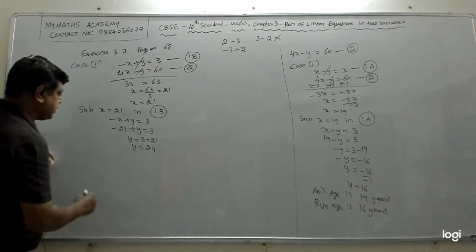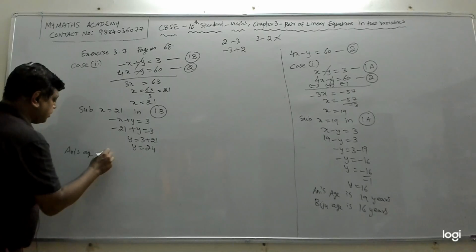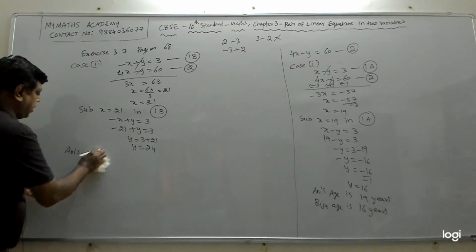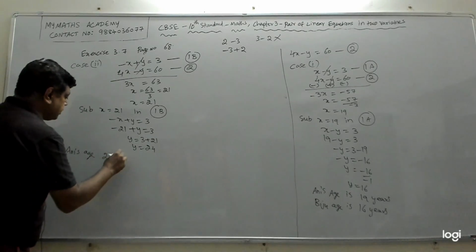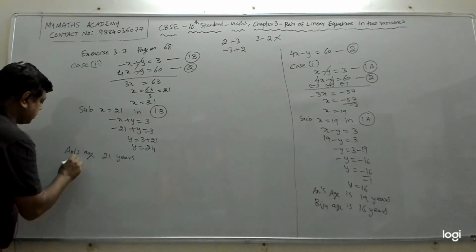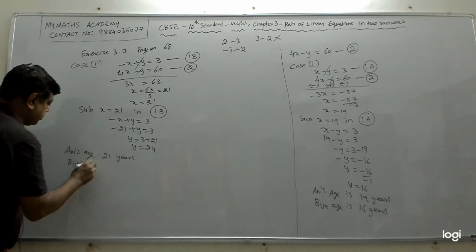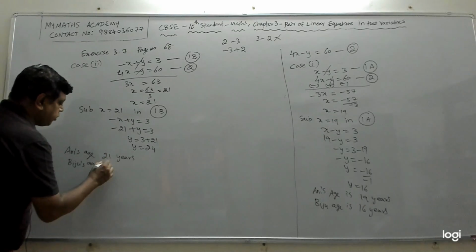So second case is Ani's age is x. X is what? 21 years. And Biju's age is y. Y is what? 24. So 24 years.